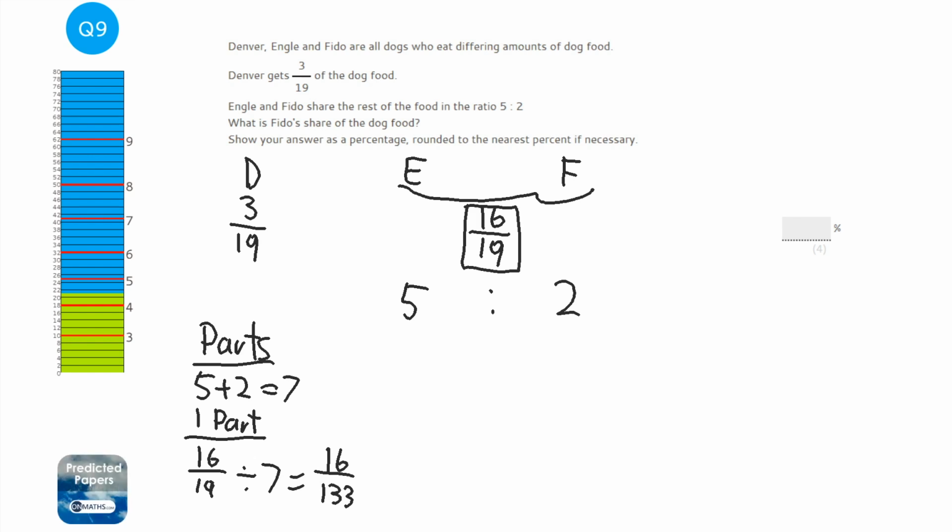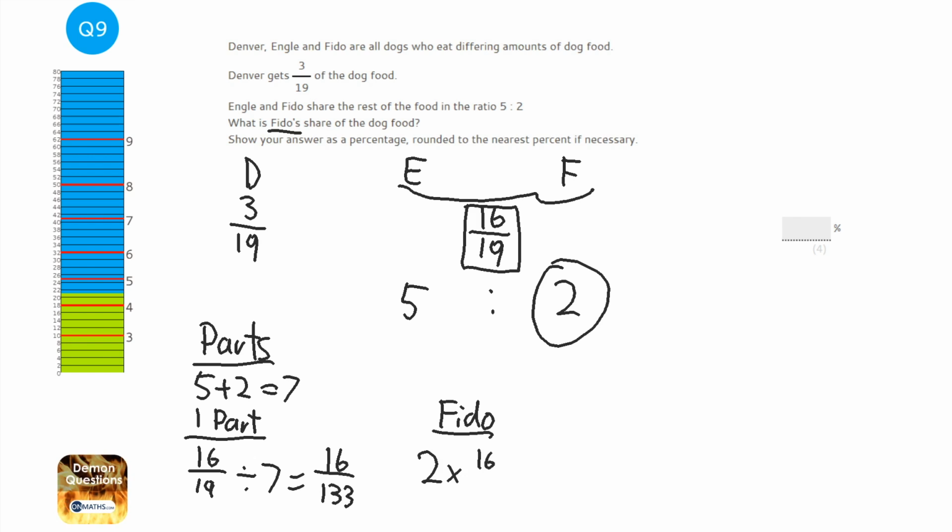Now it says, show what is Fido's share. So we're looking for Fido's share. Now Fido gets 2 lots of that. So looking for Fido, he gets 2 lots of that fraction. So I'm going to times that by 2 on the calculator, which is 32/133.